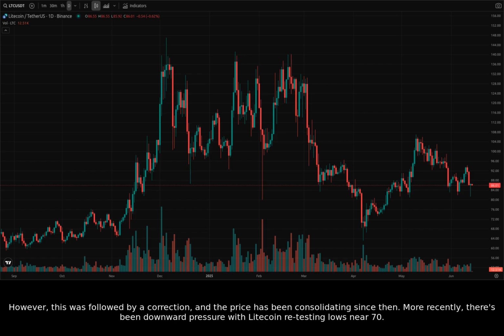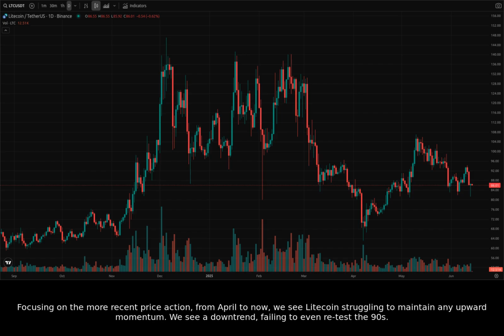More recently, there's been downward pressure with Litecoin retesting lows near 70. Focusing on the more recent price action, from April to now, we see Litecoin struggling to maintain any upward momentum. We see a downtrend, failing to even retest the 90s.